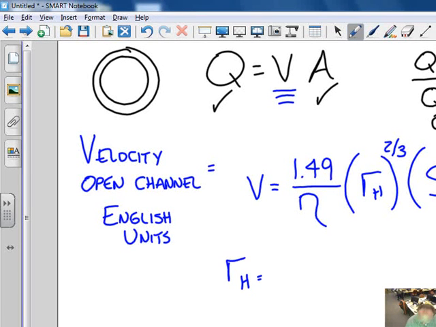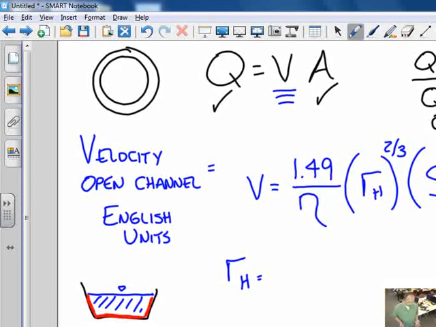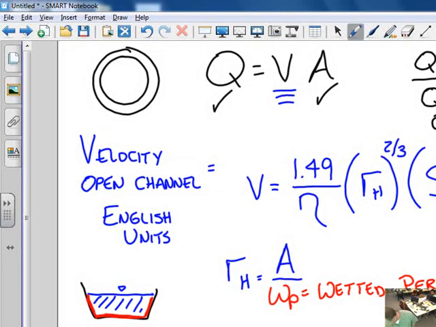The hydraulic radius, what is that? Well, in any channel, here's your water, your friction always occurs where you have contact with the material. That's going to be a friction. So the more friction area you have over a given area, the slower the water is going to be. So the hydraulic radius is going to equal my area divided by what we call the wetted perimeter.